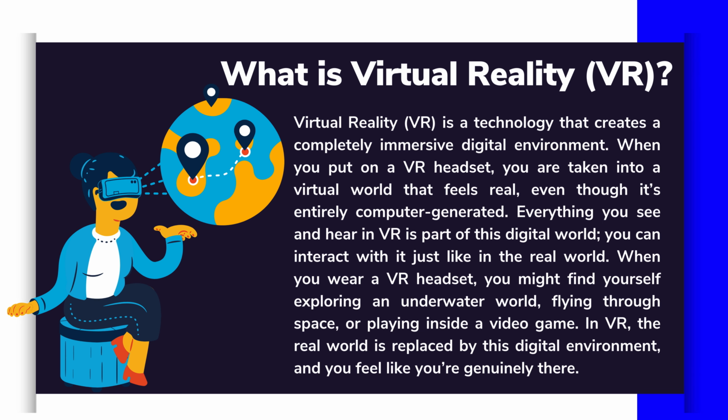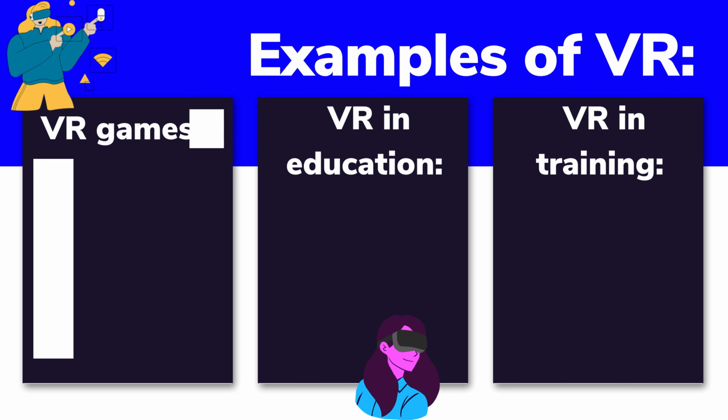What is virtual reality, VR? Virtual reality, VR, is a technology that creates a completely immersive digital environment. When you put on a VR headset, you are taken into a virtual world that feels real, even though it's entirely computer-generated. Everything you see and hear in VR is part of this digital world. You can interact with it just like in the real world. When you wear a VR headset, you might find yourself exploring an underwater world, flying through space, or playing inside a video game. In VR, the real world is replaced by this digital environment, and you feel like you're genuinely there.